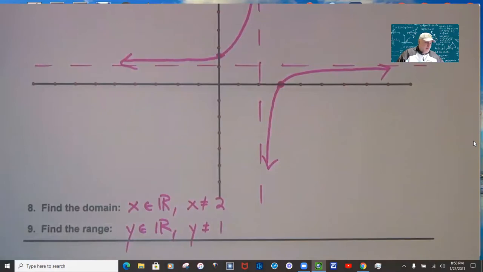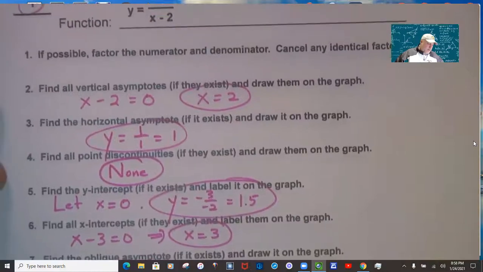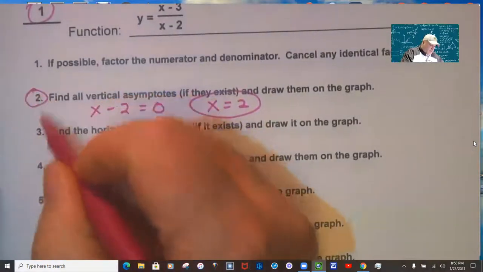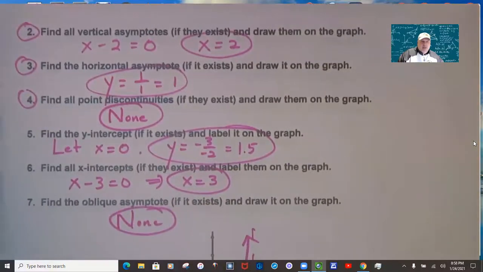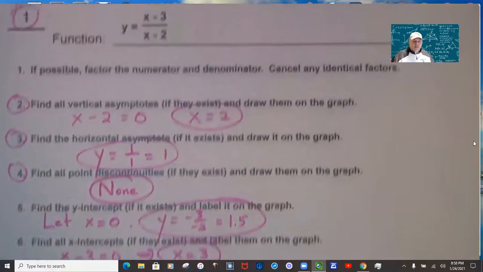So basically you're looking on 2, 3, and 4. 2, 3, and 4 affect the domain. 2 affects the domain, 3 affects the range. The x value on 4 affects the domain, the y value on 4 affects the range. So that's problem 1.